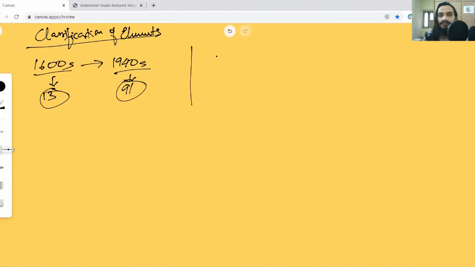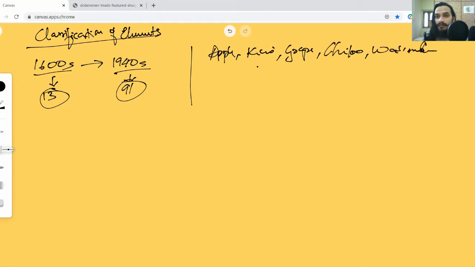Okay, for example, if I give you a basket of mixed fruits, I just throw them in and give it to you. Say maybe an apple, maybe a kiwi, maybe a grape, maybe a chiku, a watermelon, right? So this is just a mix of different fruits. In a way, I can talk about them as different elements, right?